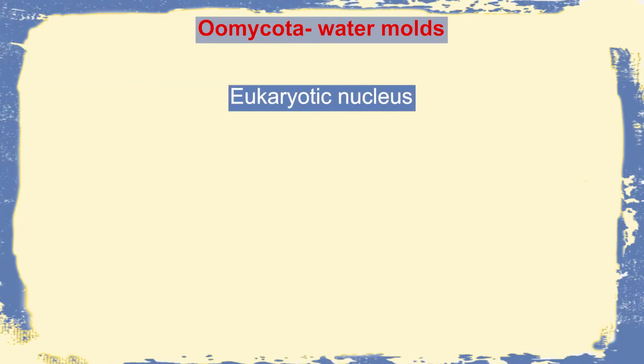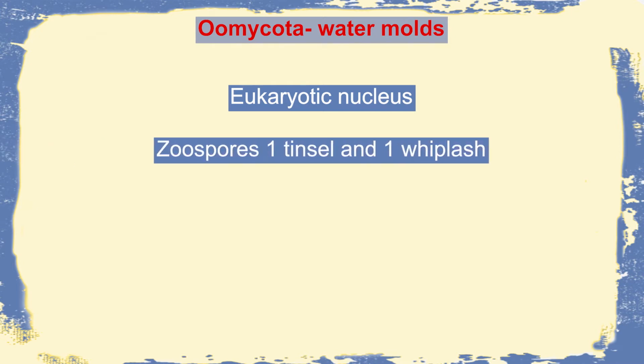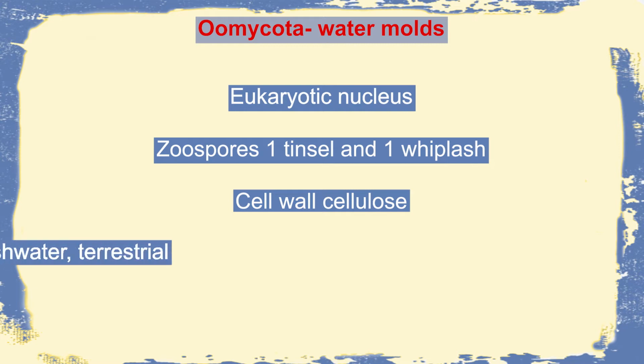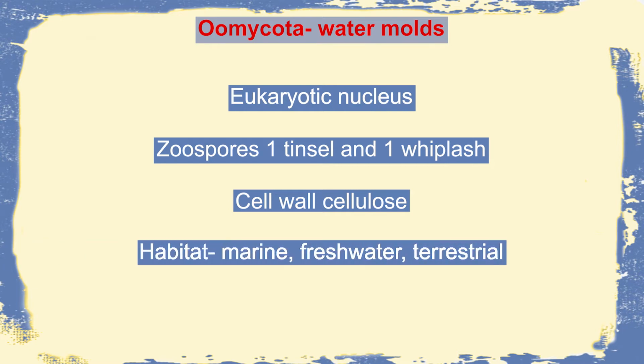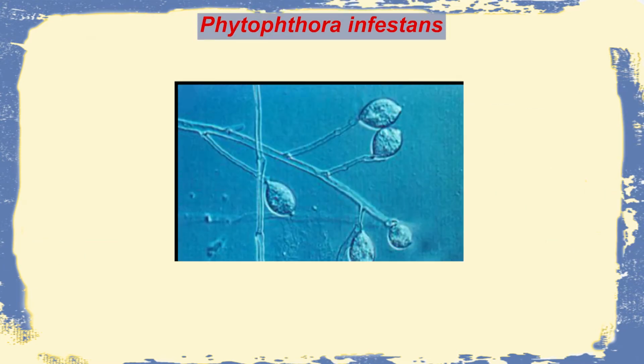And very interestingly, they have a diploid or eukaryotic nucleus, and they reproduce by zoospore, and this zoospore may have two types of flagella, that is whip-like or whiplash, and tinsel or with sub-branches. And the cell wall is composed of cellulose, and they do not have any particular chitin. They may be marine, freshwater or terrestrial, and they include different organisms.